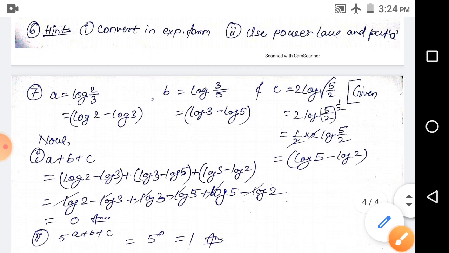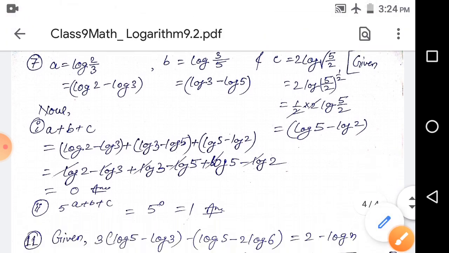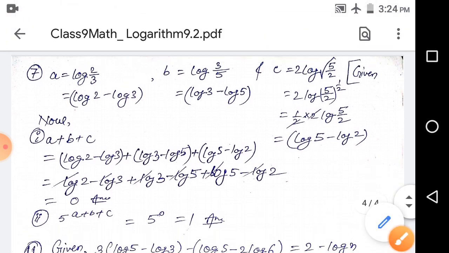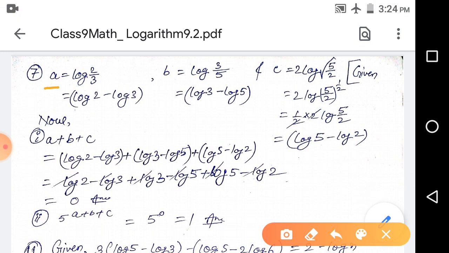See this one, question number 7, we have some given conditions, like a is equal to log 2 by 3. So log 2 by 3 we can write as log 2 minus log 3. For b we have log 3 by 5, so we can write here log 3 minus log 5.